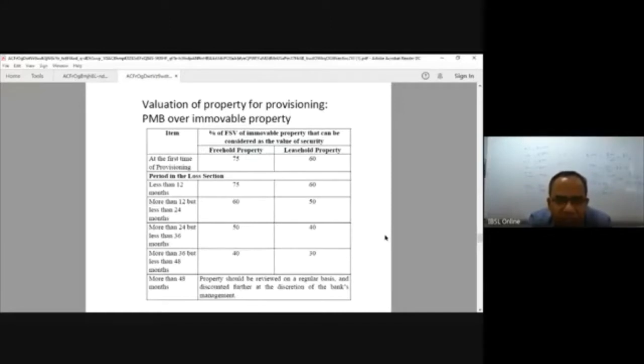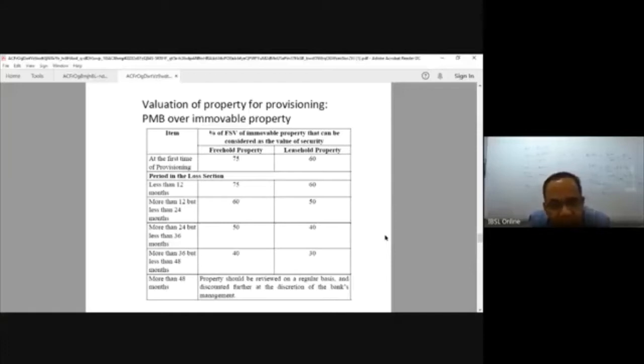So, the period in the loss section, right? If the period in the loss section is less than 12 months, in the loss section, it has gone after 18 months into loss. If it is less than 12 months in the loss section, 75% you will take into account. Then progressively, if it is more than 12 but less than 24, 60%. If more than 24, less than 36 months, 50%. More than 36, but less than 48 months, 40%.